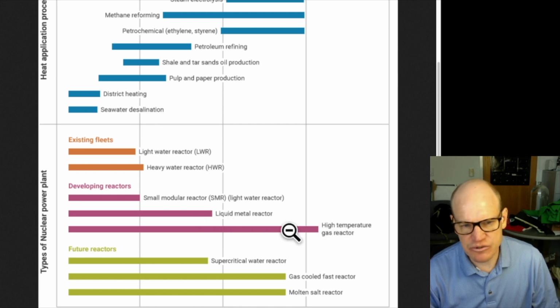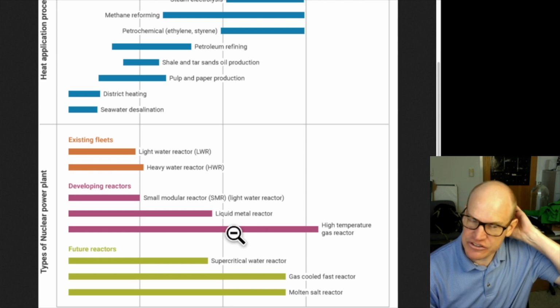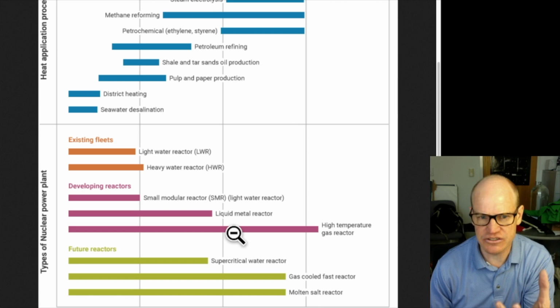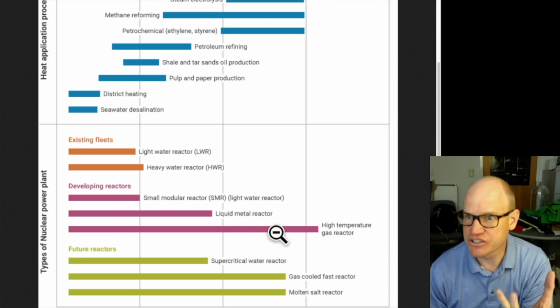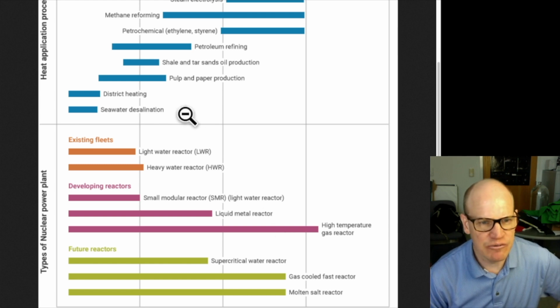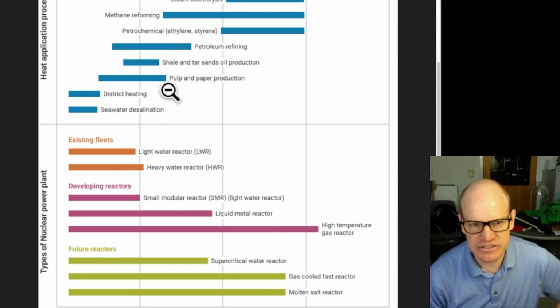But you can see these liquid metal reactors and the high temperature gas reactors, then you can start using the temperature of the coolant in the reactor core, because the reactor is going to be at 1,000 degrees. You can start using that directly in these industrial processes and replacing pulp and paper production. You can use the liquid metal reactor, petroleum refining.